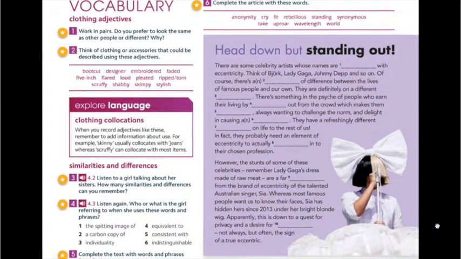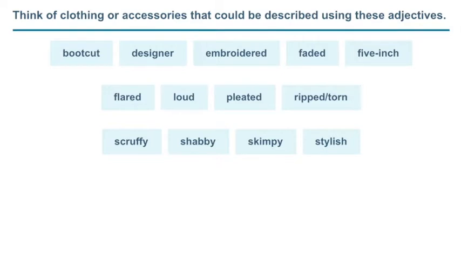Okay? So before we start, I'm going to explain the vocabulary in activity 2 and then we're going to go on. All right? So let's get started. So exercise 2 asks you to think of clothing or accessories that could be described using the following words.